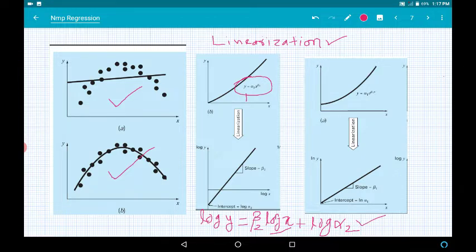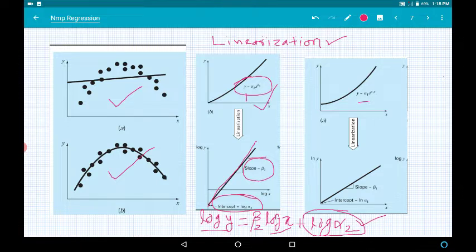Once I get this, I can treat this as a linear equation. As you can see, I have a straight line in this. What is the equation of a straight line? y is equal to mx plus c. So in this case, log y is equal to beta 2 log x plus log alpha 2. I can say beta 2 is the slope, and log alpha 2 is the intercept. So I can treat this as a straight line equation. I can do my linear regression analysis, find out the values of beta 2 and alpha 2, and then put them back in the original equation. This is called the concept of linearization.